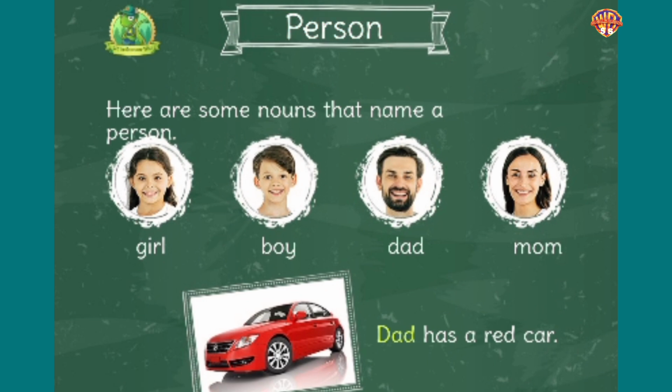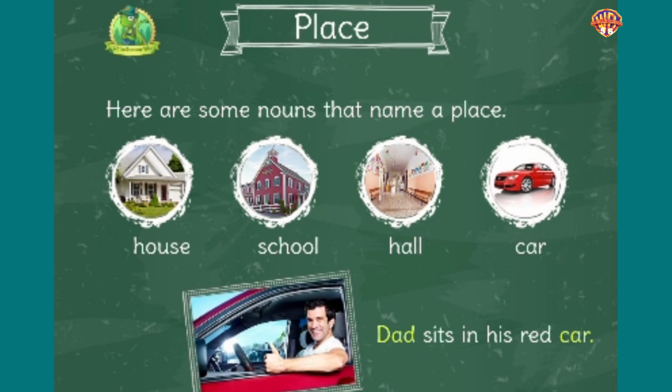Person. Here are some nouns that name a person. Girl. Boy. Dad. Mom. Dad has a red car. Place. Here are some nouns that name a place. House. School. Hall. Car. Dad sits in his red car.